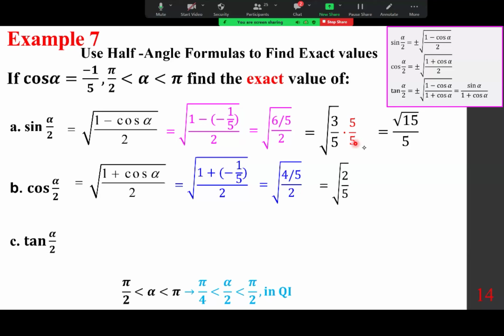And now, just like this one, we are going to rationalize everything. Times 5 over 5, these two give us 5, and that gives us square root of 10. We are done. Everybody's happy.